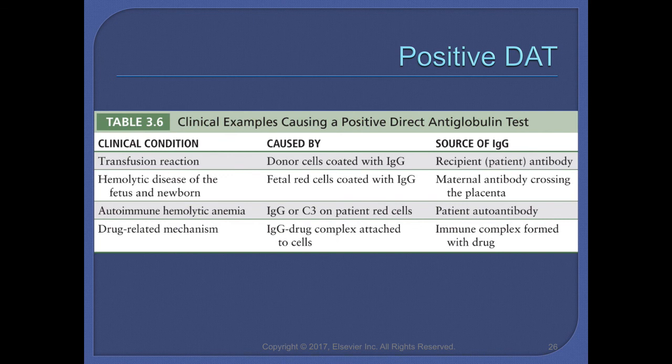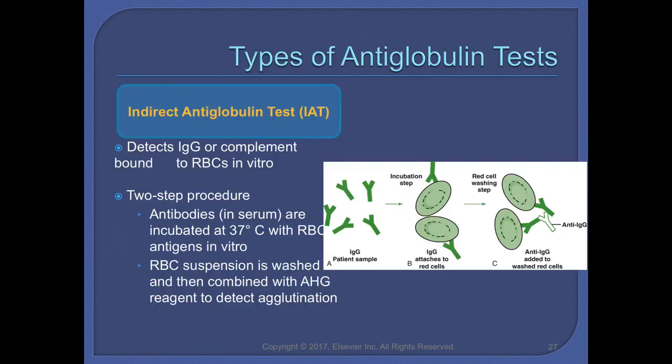In hemolytic disease of the fetus and newborn, HDFN, the fetal red cells are coated with IgG, and the source of IgG is the maternal antibody that is crossing the placenta. And in autoimmune hemolytic anemia, there is IgG or C3 or complement on the patient red cells, and the source of IgG is the patient's autoantibody. And in drug-related mechanisms, there's an Ig drug complex attached to the red cells, and the source of IgG is the immune complex that is formed with the drug.